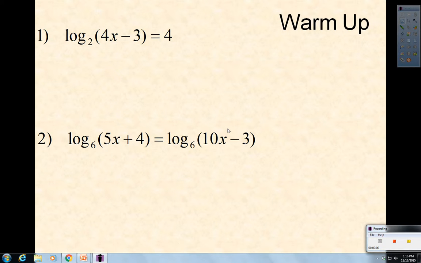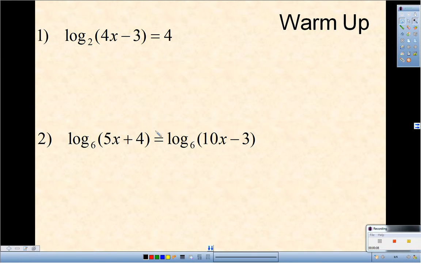Alright guys, let's take a look at your warm-up for today. If you notice for both of these equations, we are solving equations involving logarithms. I'm looking at two specific types of logarithmic equations. The first one has only one singular log on one side: log base 2 of 4x minus 3 is equal to 4.